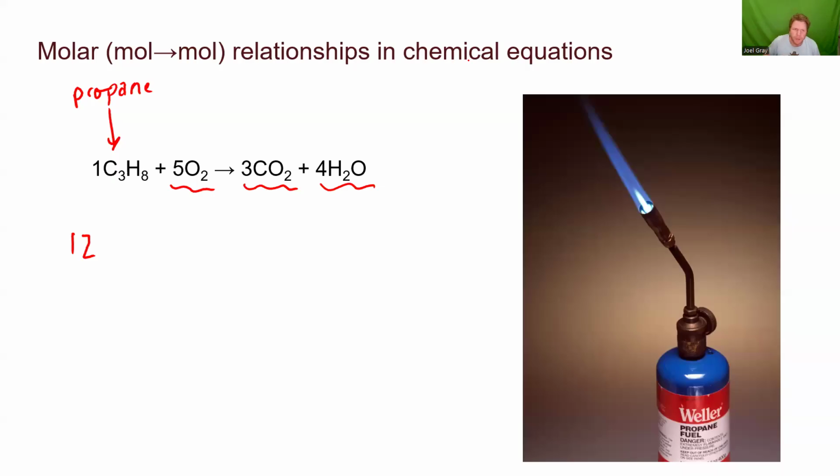So we've got this propane. And let's say that we had 12 molecules of propane. How many O2 molecules would that react with? We've got this perfect ratio of 1 to 5.